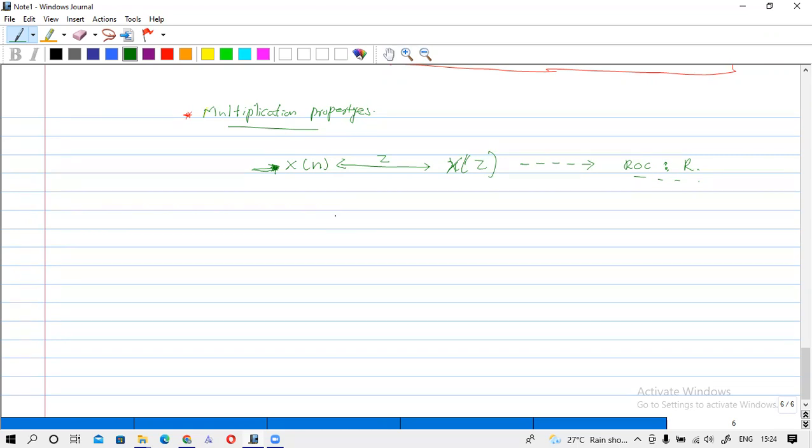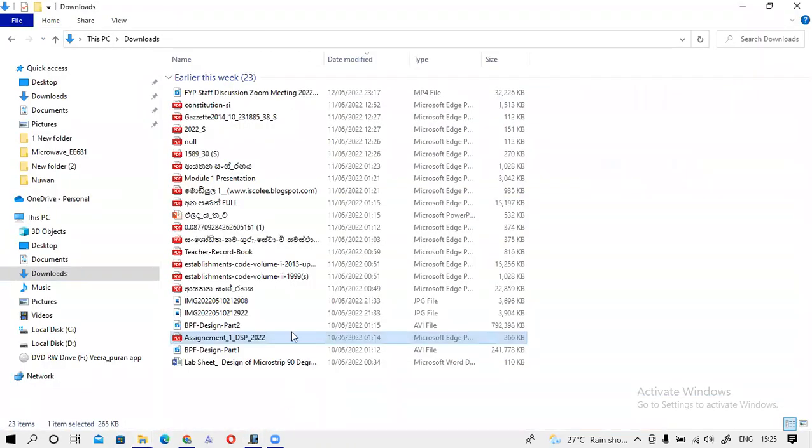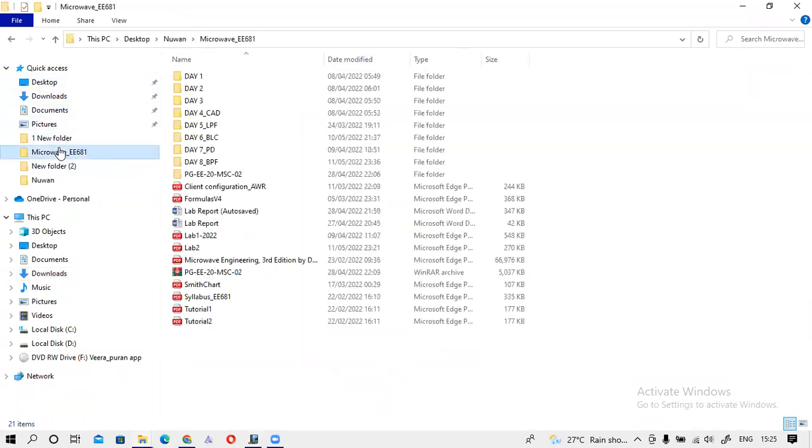Let's say we multiply x[n] by a complex number raised to the power n. Then the Z transform of this signal will be Z minus n naught... I couldn't remember, let me check. I'm sorry. Anyway, we have to go back to your notes.